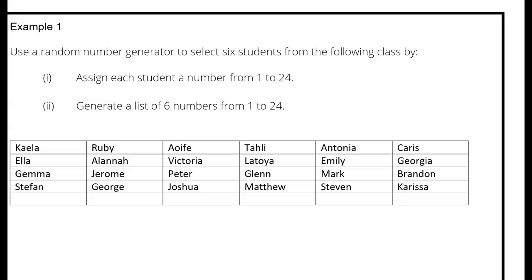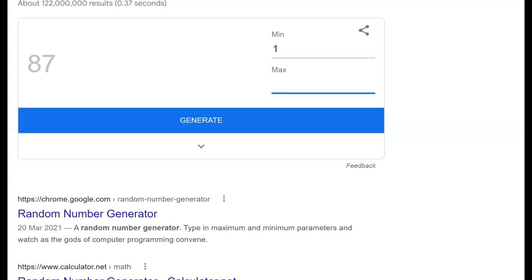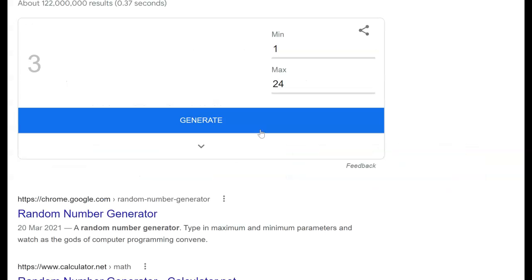Here we have a class of students, and I want you to assign each student a number from 1 to 24. Let's do that now. For me, I've got my 24 numbers and 24 names. Then I'm going to go back to that website, and this time put a minimum of 1 with a maximum of 24 and randomly select 6 numbers. So 21, 17, 3, we'll start with those 3. So I've got 21, 17 and 3, 19, 14 and 13.